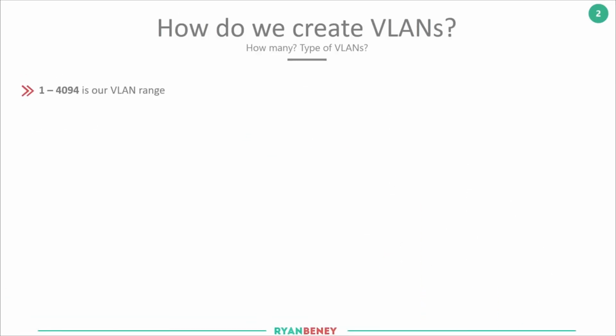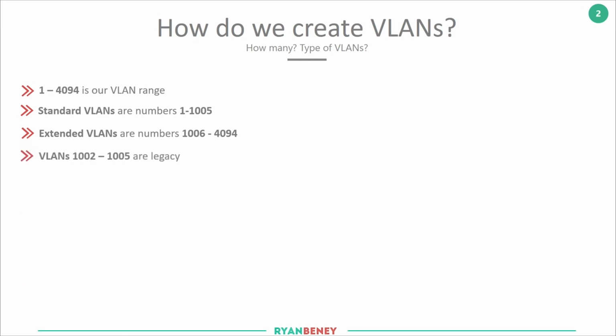So first of all, we need to know our VLAN range. We have any VLAN from 1 to 4094, and there are subcategories inside this range. There is a standard VLAN range, which spans from VLAN 1 up to VLAN 1005, an extended VLAN range, which is 1006 to 4094, and the VLANs from 1002 to 1005 are called legacy VLANs.